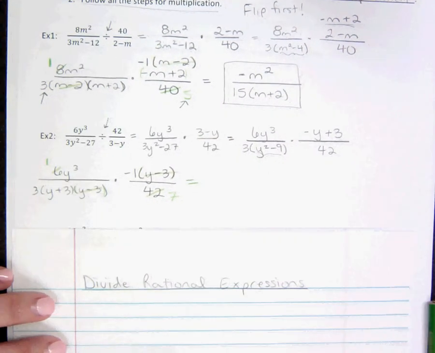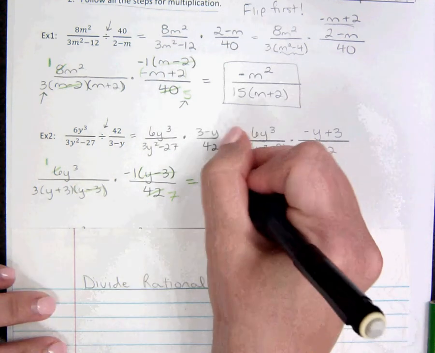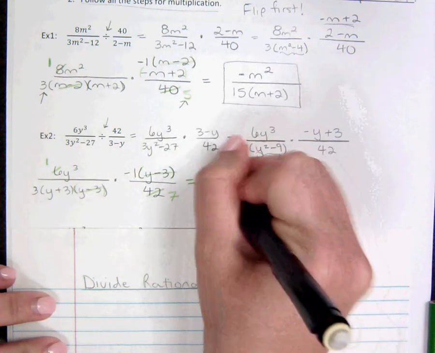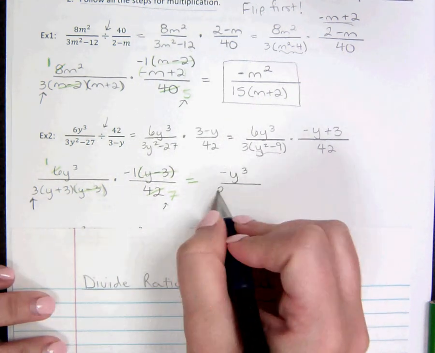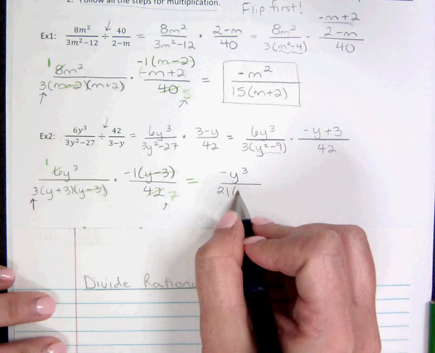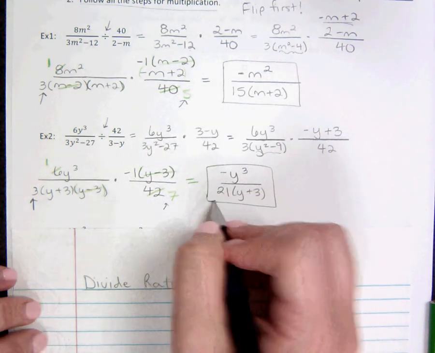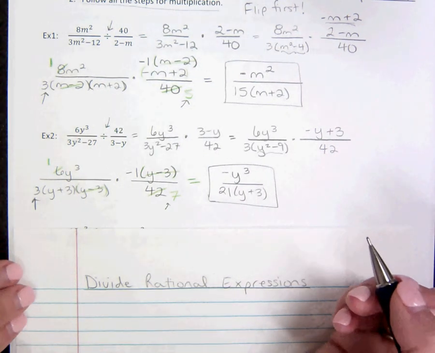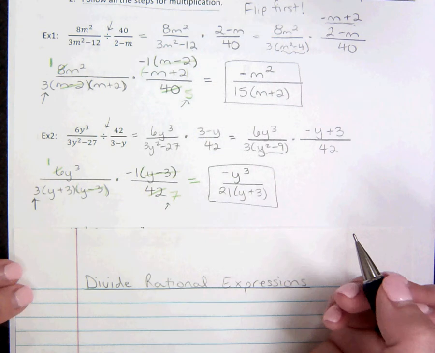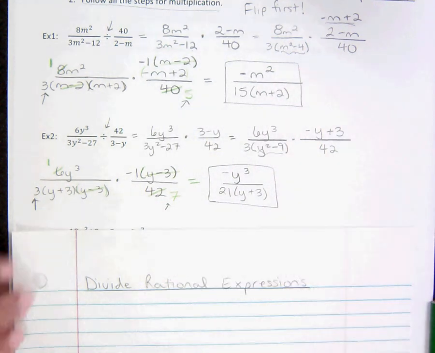Then let's see what we have left. We have a 1 and a negative 1 and a y cubed. So negative y cubed. We have a 3 and a 7, which is 21, and then a y plus 3. So your answers are always going to look a little different, and it's really hard to check these problems, which is unfortunate. You just have to trust your math, double check your factoring, and just make sure every step you're doing is mathematically correct, and take your time.